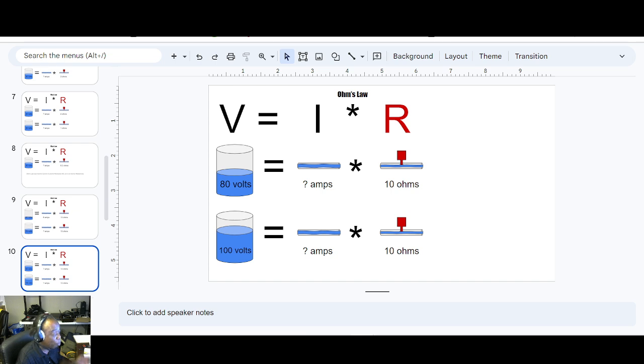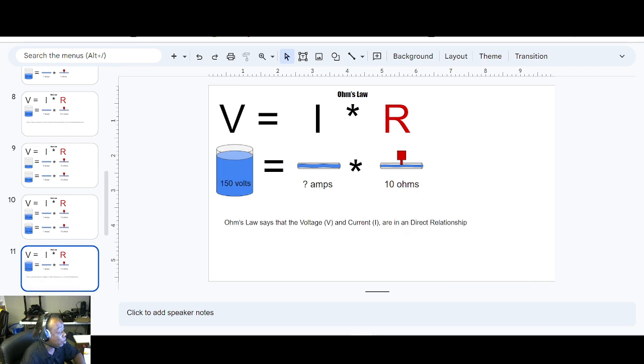So now you got more water flowing because now you're up to 80 and it's really pushing the water through those pipes. Let's take your volts up to 100. Well, what would your amps have to be now? Well, now it would have to be 10 because 10 amps times 10 ohms will give you 100 volts.